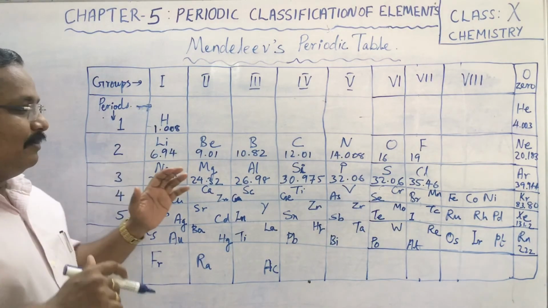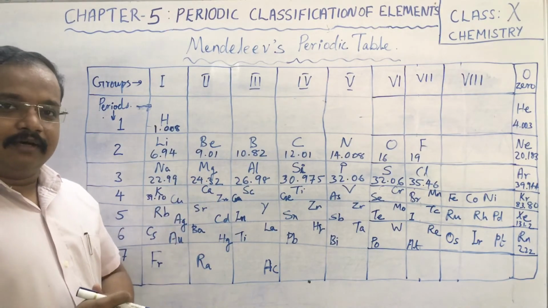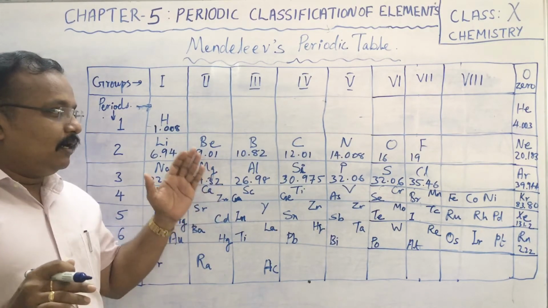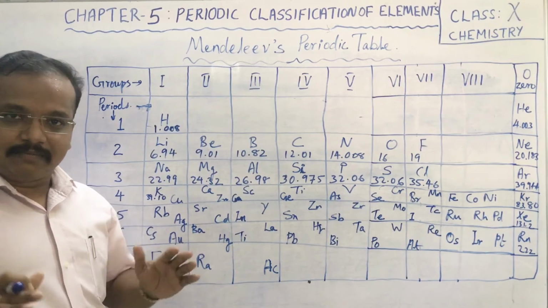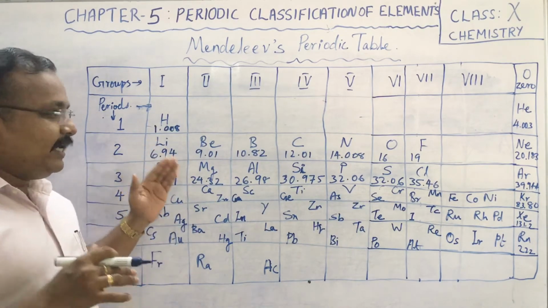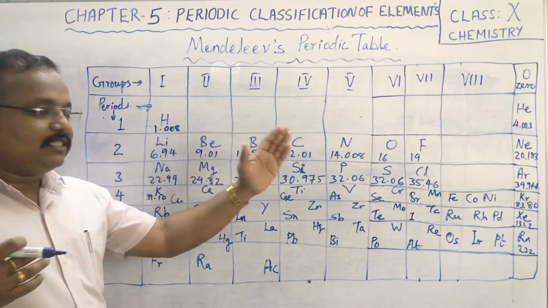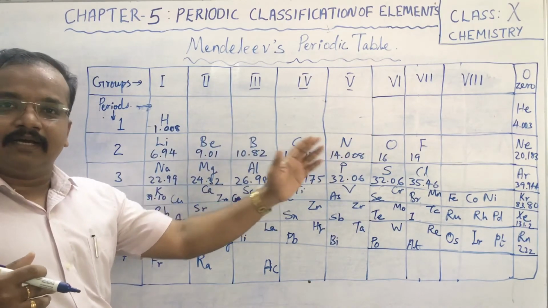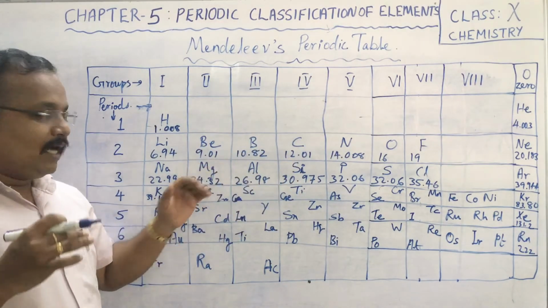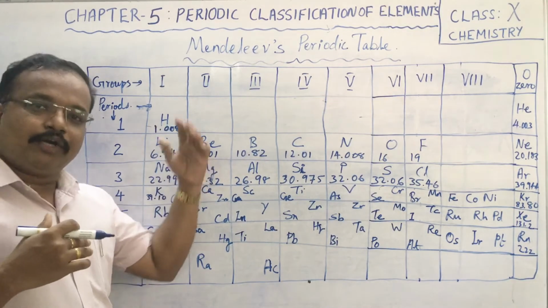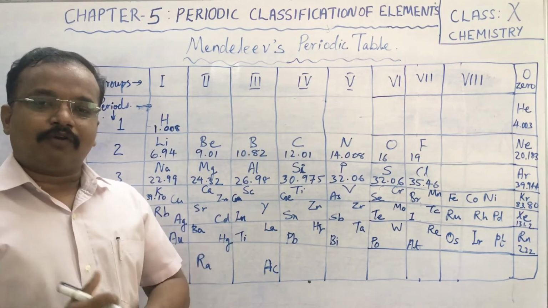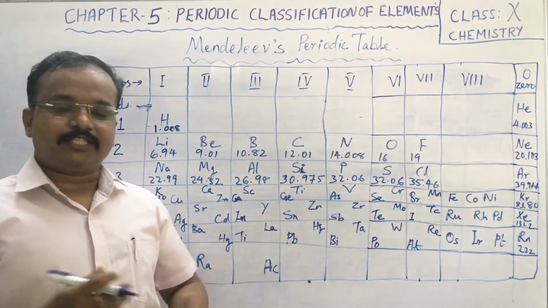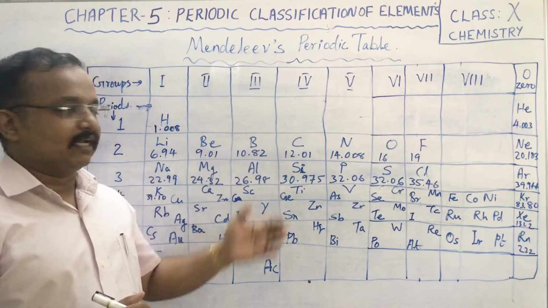Okay. So let me now explain some of the main features. One of the important things is he arranged elements in the increasing order of atomic masses. That is the first thing you have to remember. And he understood that while arranging the elements in the increasing order of atomic masses, some properties vary from one to the other, according to one of the important fundamental properties of an atom, that is atomic mass. That is the first importance of Mendeleev's classification.